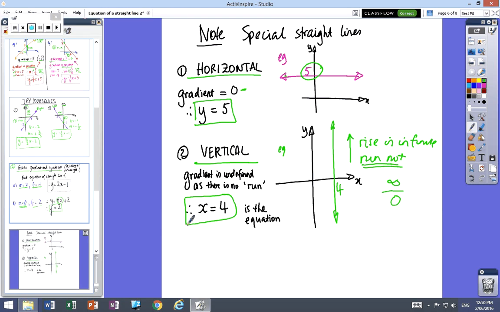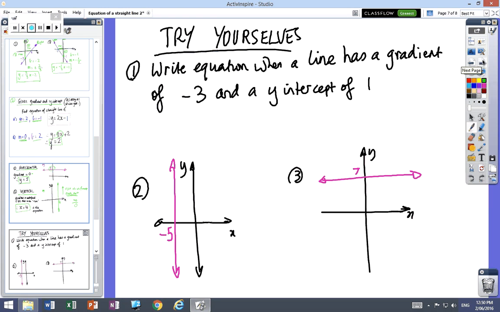So here's some for you to try yourself. Write the equation when there's a gradient of -3 and a y-intercept of 1, and then I just want to test you on your vertical and horizontal. So pause the tape, and when you're ready, come back.